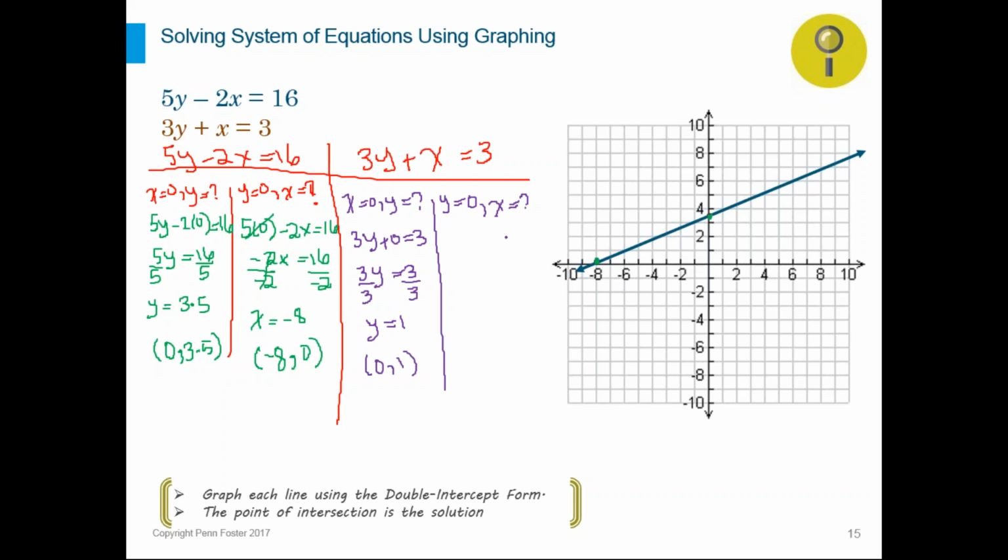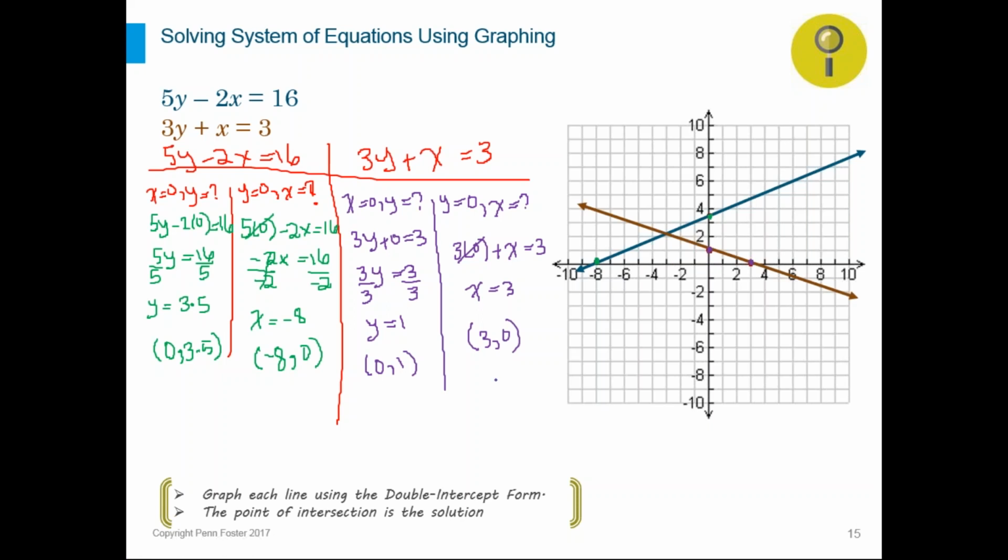The second point, set the y to 0. Then 3 times 0 plus x equals 3. That is gone. It's a 0. Then x equals 3. The point is (3, 0). Plot the 2 points. So (0, 1) is 1 point. The second point is (3, 0). And connect the lines.